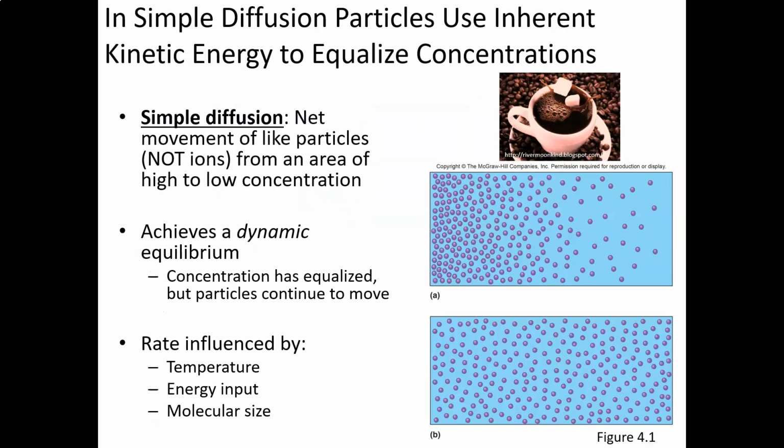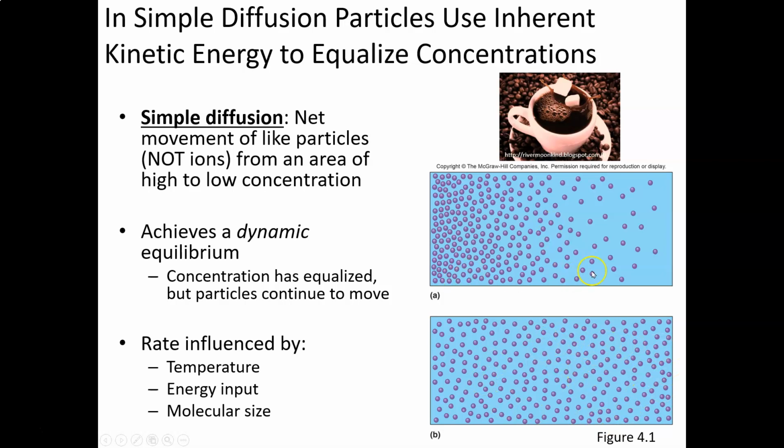So let's start with simple diffusion. Simple diffusion, and this is going to be true of most of our definitions with passive transport, is the net movement of like particles. It's not just ions, it's like particles, from an area of high to low concentration. A great example would be a purple dye, where each one of these little circles represents a dye molecule. We put it into the solution initially, and it's all concentrated to the left side here. And after a period of time, it's distributed equally.